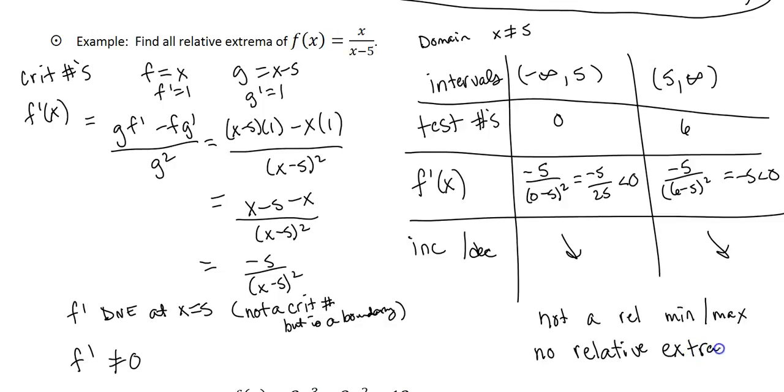Now, just as a side note, if you had been asked to find the intervals where this was increasing or decreasing for this function, you would say it was decreasing from negative infinity to 5 and 5 to infinity. You don't want to put those together because it's not decreasing on the whole interval because x cannot be equal to 5. So there is a break in continuity there.